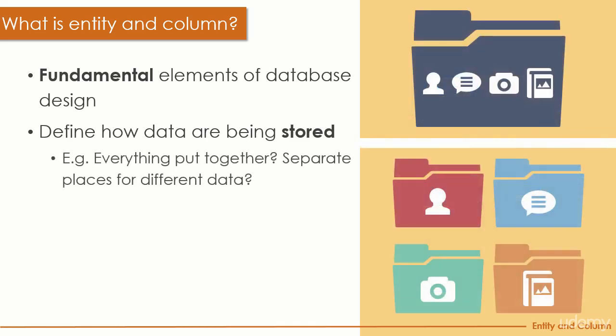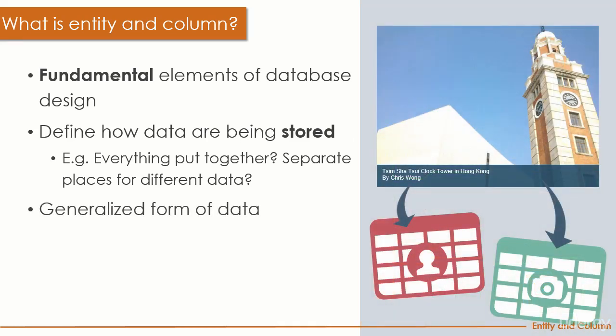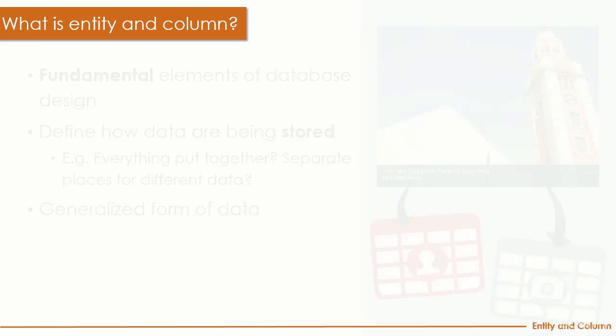For example, you can put everything in a single entity and then put all the attributes in the columns of that single entity. Or you can spread it to different places, different entities, to store the data. In short, the entity is the generalized form of your data. Just like when we're talking about a photo, we will store the photo information and the uploader information.